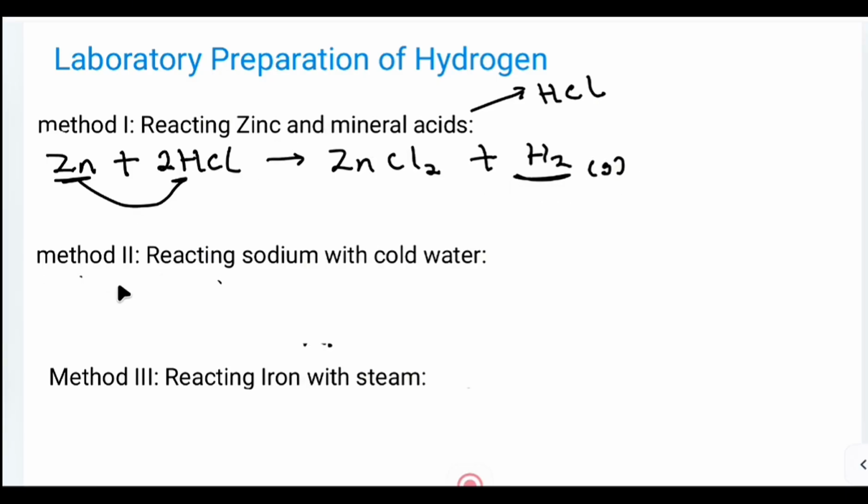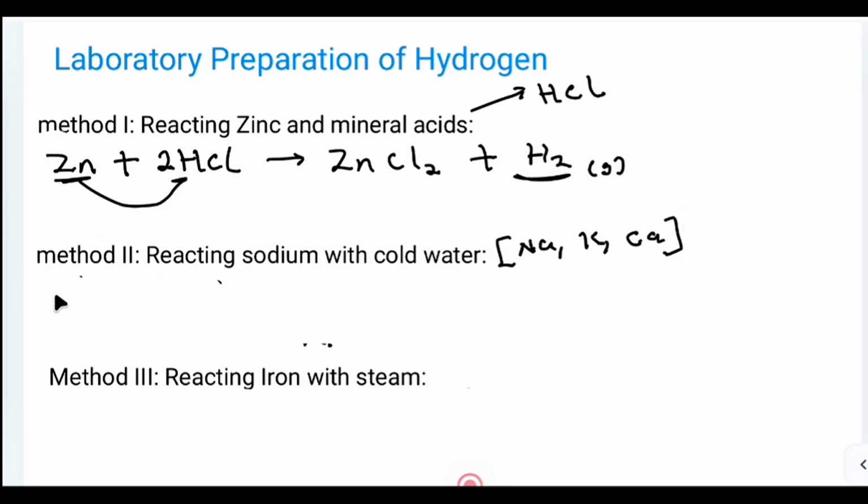Another method which I won't advise without supervision is to react sodium with cold water. Actually, only about 3 metals can react with cold water to produce hydrogen. Those 3 metals are sodium, potassium, and calcium. These are the only 3 metals that can react with cold water to produce hydrogen.